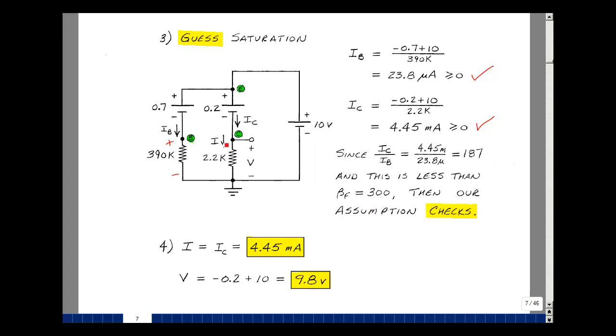We can solve for I and for V. I is still the same as I sub C, which we found to be 4.45 milliamps, but now the voltage here is going to be minus 0.2 plus 10, or 9.8. And this is supplemental problem 3.6.